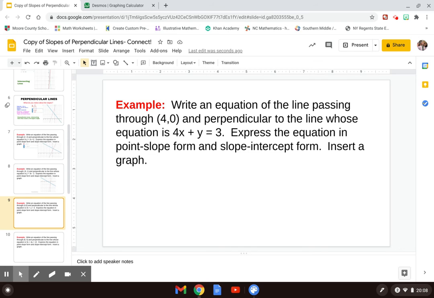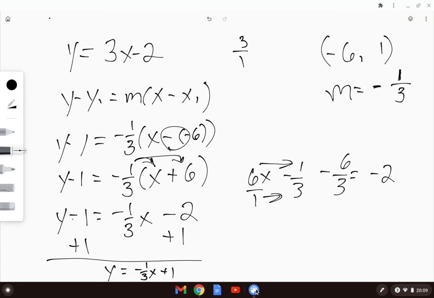Okay? And next week we're going to be using standard form a lot more. So this will give you a good opportunity to work a little bit with standard form as we go through these. So we have here the equation of a line passing through the point 4, 0. And the equation of the line is 4x plus y equals 3. All right, so we'll come over here. And so we have an equation in standard form.